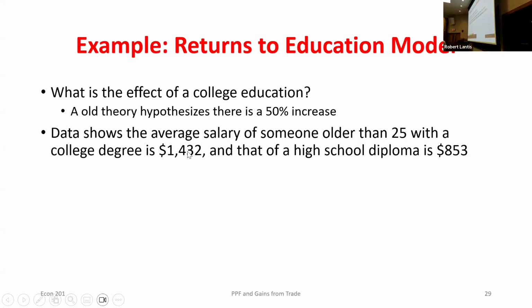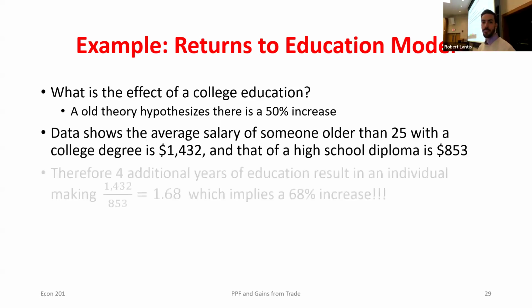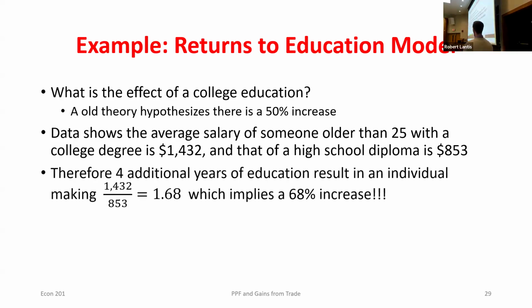Now, this varies state to state. This is just an average of the country. But if we use these values, what is the actual return to a college degree? Well, what percent of an increase is going from 853 to 1,432? We can do a simple ratio and see that's actually a 68% increase. Well, if our model predicted there was a 50% increase, does the data match up with that prediction? No, it's a little bit off.